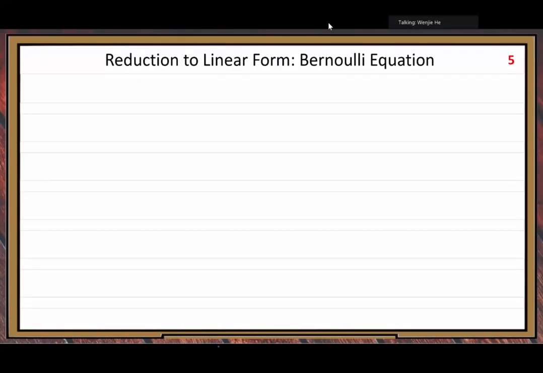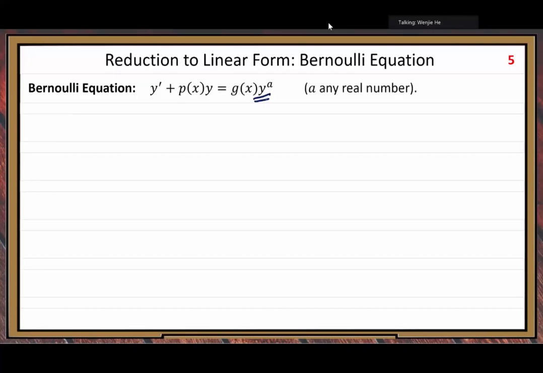Reduction to linear form, Bernoulli equation. Let me give you the form. Look at this place. There is a y to the a part. That's the special place of this equation. A is a constant. A can be any real number.